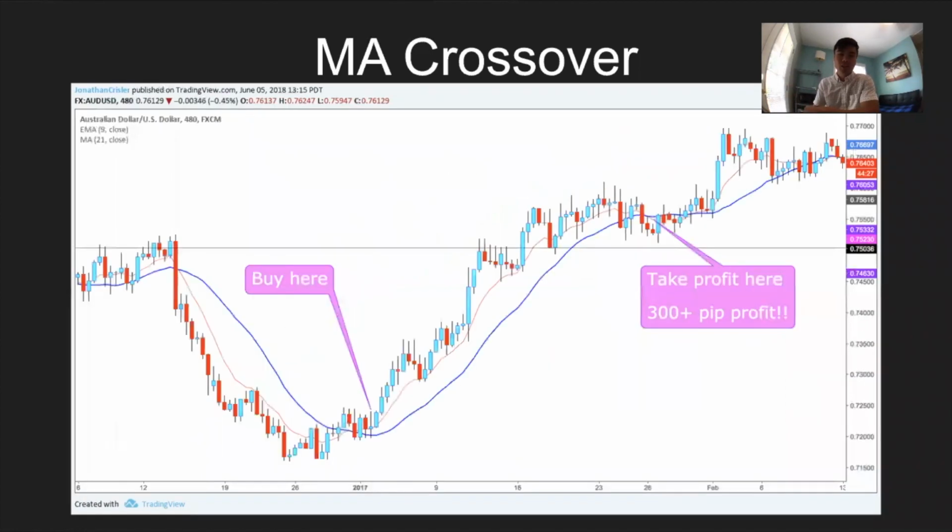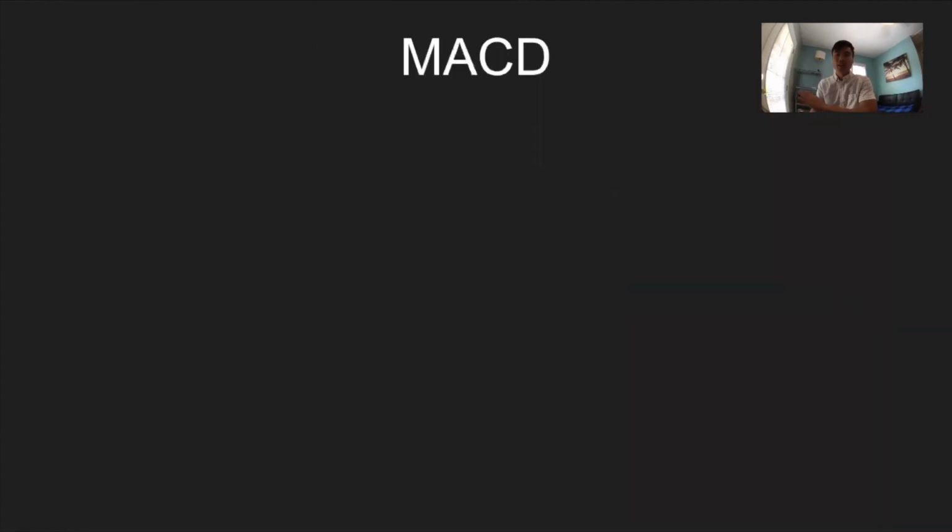So let's look at another example right here. Right where it says buy here, we can see right before that, the EMA crossed above the SMA, indicating there is a reversal or an uptrend. We ride it all the way up until it says take profit, where we can see the crossover again, which we close for 300 pip profit, which again would be $3,000 with a standard lot or $300 with a mini lot. Boom.